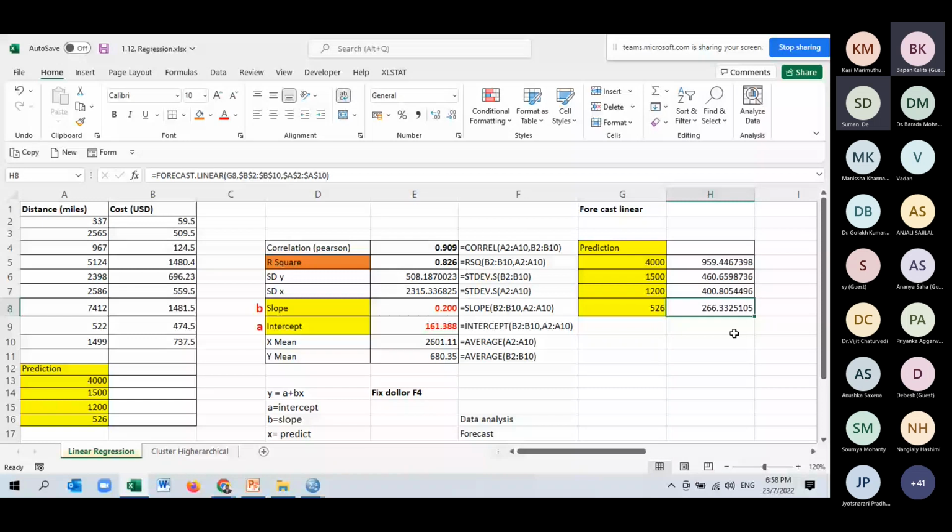Agree? So you can calculate the slope and intercept, and then you can substitute the value one way, or you can go directly to the forecast. If you have your dependent variable and independent variable, if you have been given your prediction, you can anticipate, you can estimate directly using FORECAST.LINEAR. So another way to calculate the regression, go to Data.